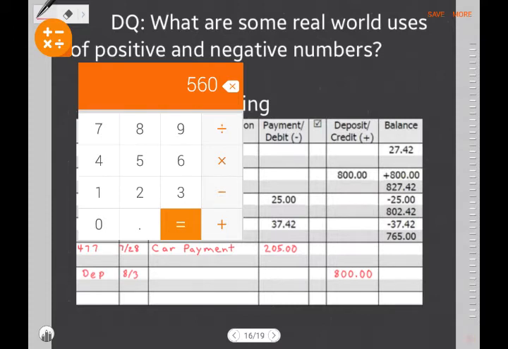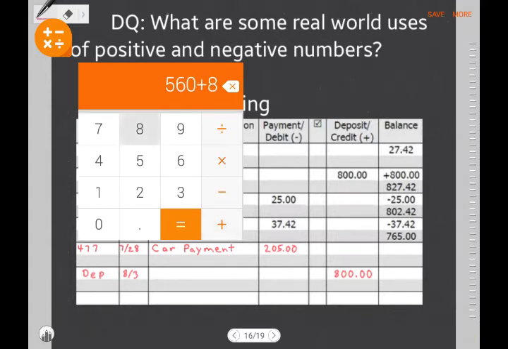Okay, then I see that another deposit was made of $800 on August 3rd. So we're going to move that positive 800 right over here. Write it as a positive number right here. You can put the positive sign in front of it. And then we'll calculate our new balance.